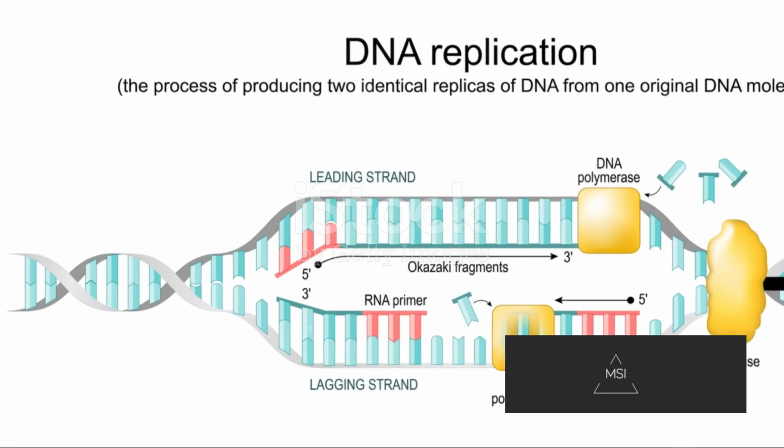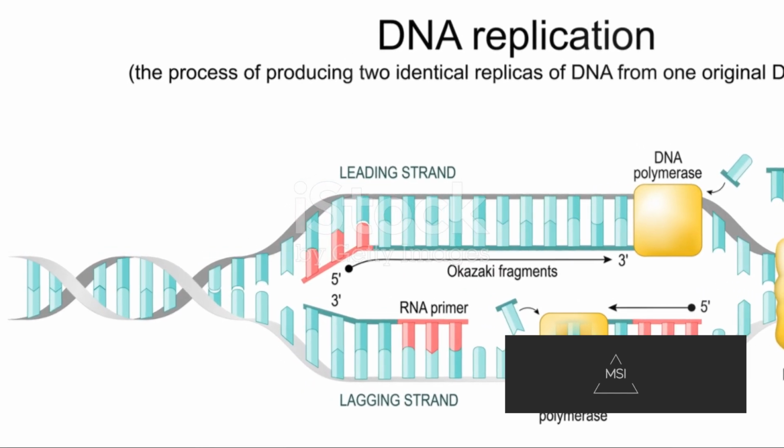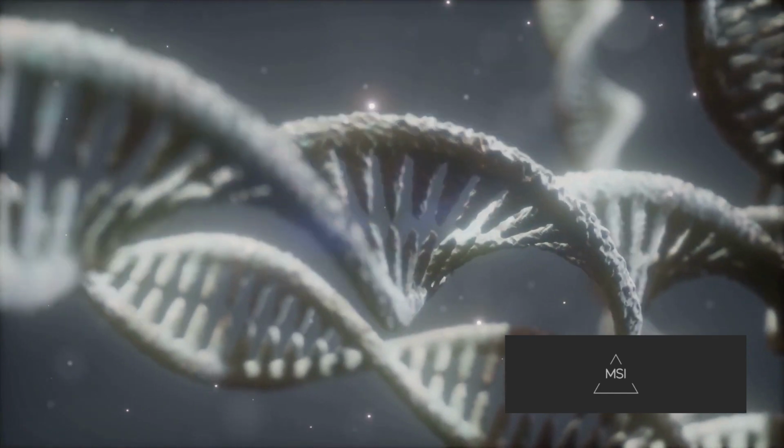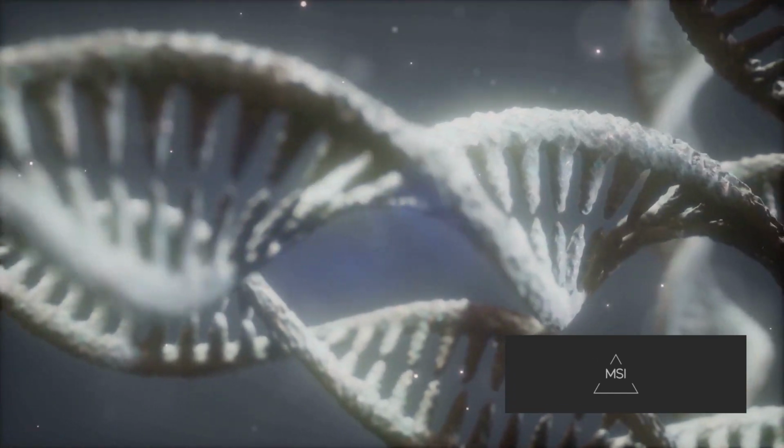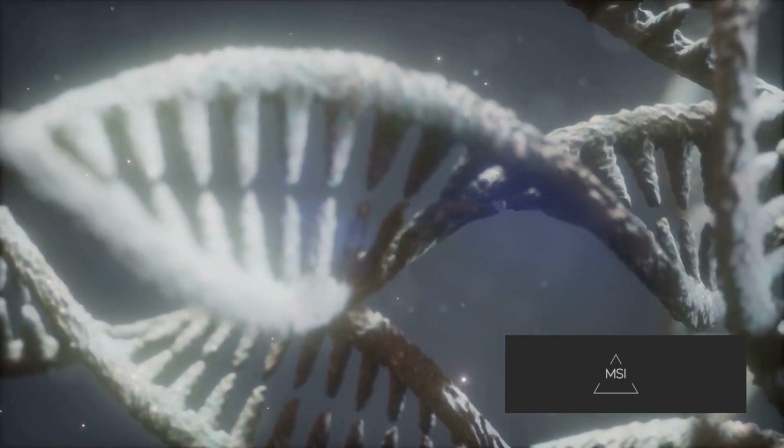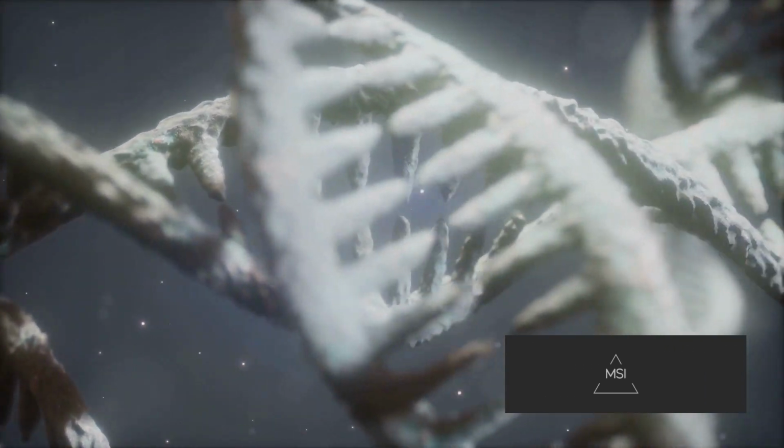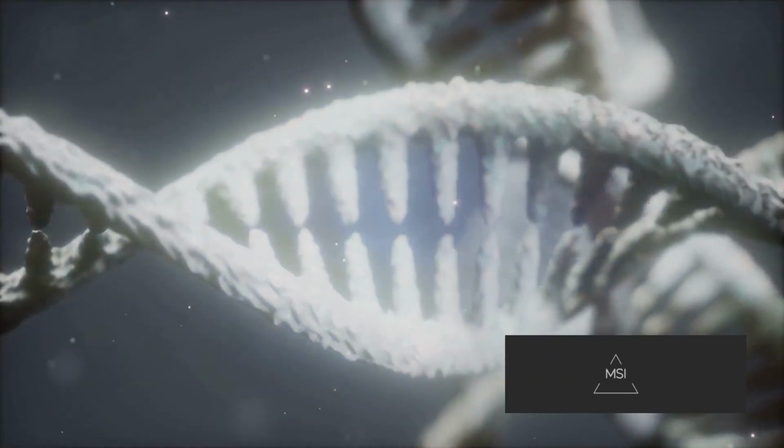Now, DNA replication is a marvel of nature. When a cell divides, the DNA needs to make a copy of itself. The double helix unwinds, and each strand serves as a template for a new strand. The result? 2 identical copies of the DNA.